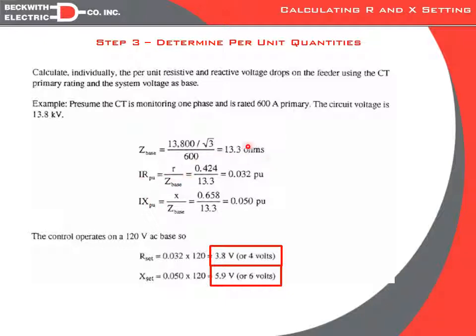So once we get the base at 13.3 ohms, we know what our real portion was from the previous slide. Divide that by 13.3, and that's the per unit. And the same with the X from the previous slide. We per unit that. Now we have our per units, but it is on a 120 base. These are going to be voltages, and it's on a 120 base. So all we have to do now is multiply them out by 120, round them up, and that gives us our R and our X values. So for this particular example, we would want an R of 4 and an X of 6.